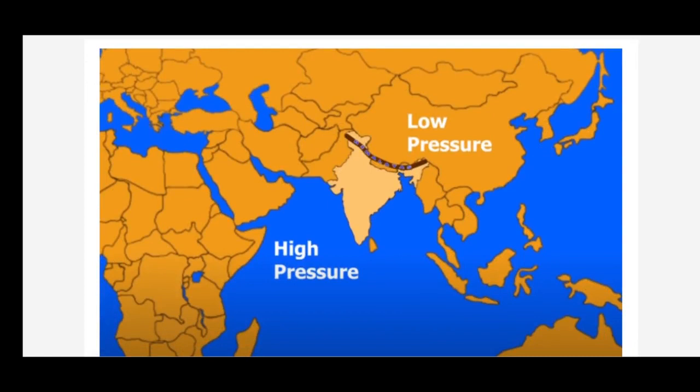Now let's go for the first one. The first mechanism, that is differential heating of land and water, creates a low pressure area on the Indian landmass, while the seas around experience comparatively high pressure. We have learnt about this concept in the first part, that is sea breeze and land breeze. So directly we go to the next mechanism, that is the shifting of the ITCZ, the intertropical convergence zone.